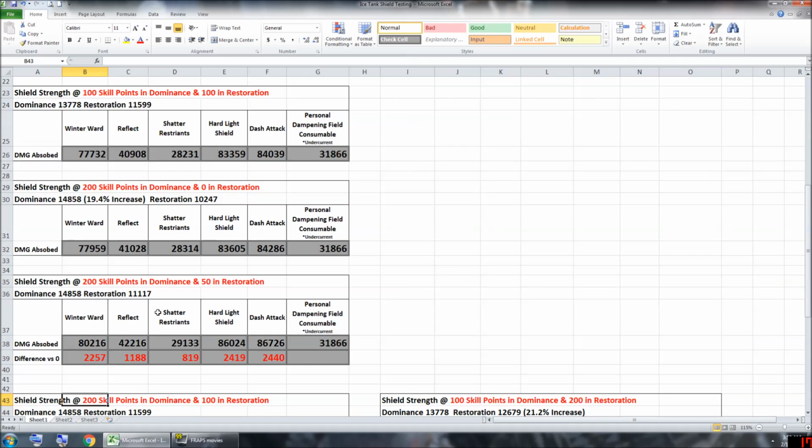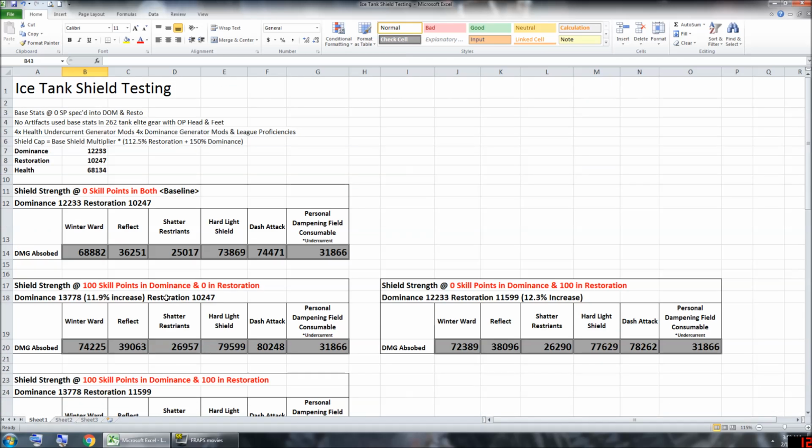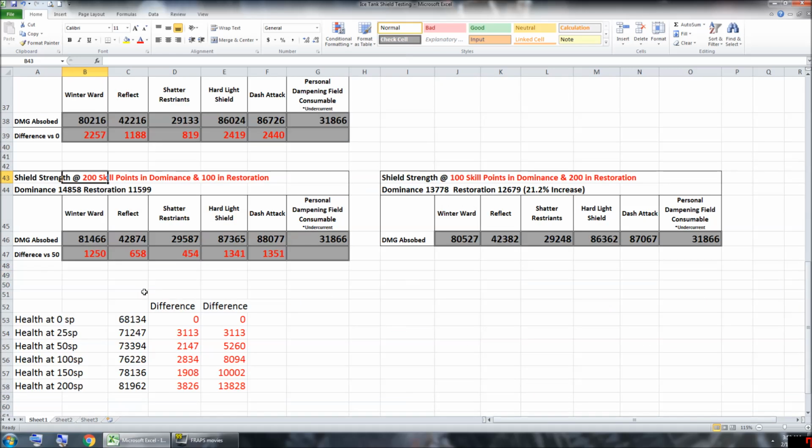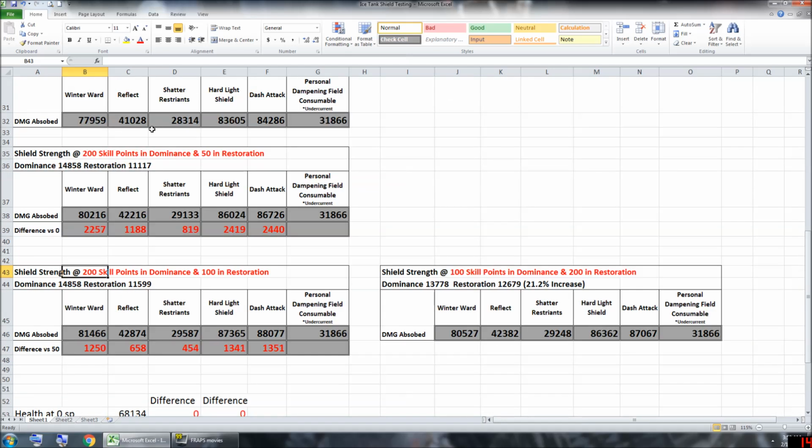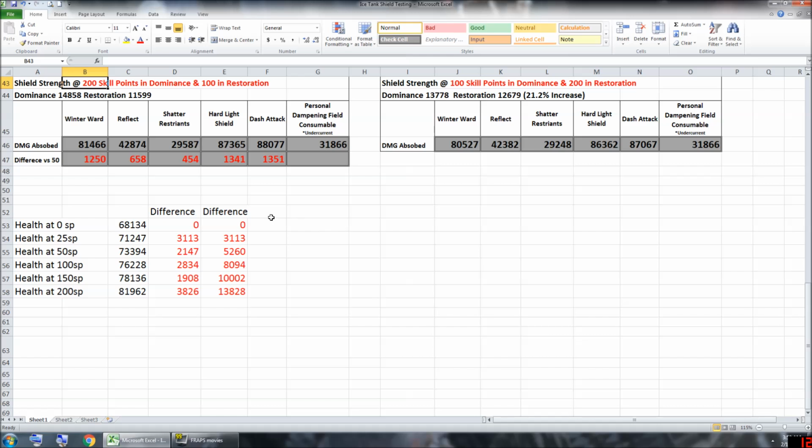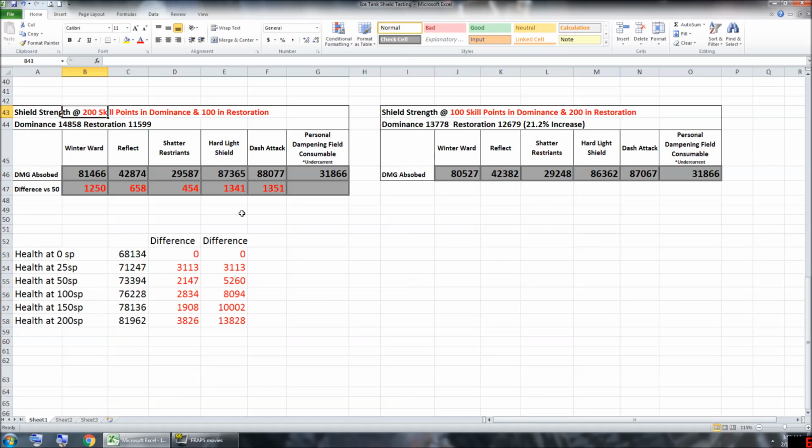So hopefully that makes sense. Essentially, I'm going to go into a little more detail in my Ice tank guide as well. But what I can see here is maxing your Dom, putting 50 in Resto, and then the rest into health. That's essentially the best spec that I could find mathematically to give you the best effective survivability as Ice.